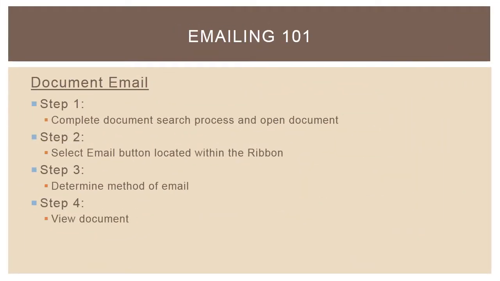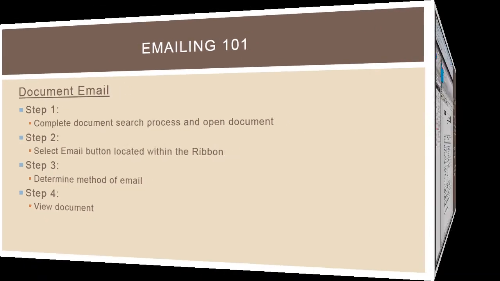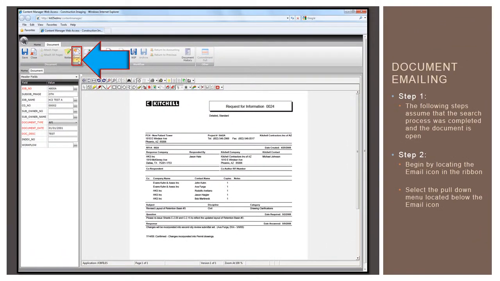Emailing a document in Content Manager. There are 4 steps. Step 1 is to locate and open the document to be emailed. Step 2 is to locate the email icon on the toolbar ribbon. See blue arrow. Trigger the pull-down menu on the email icon and determine one of 2 options.